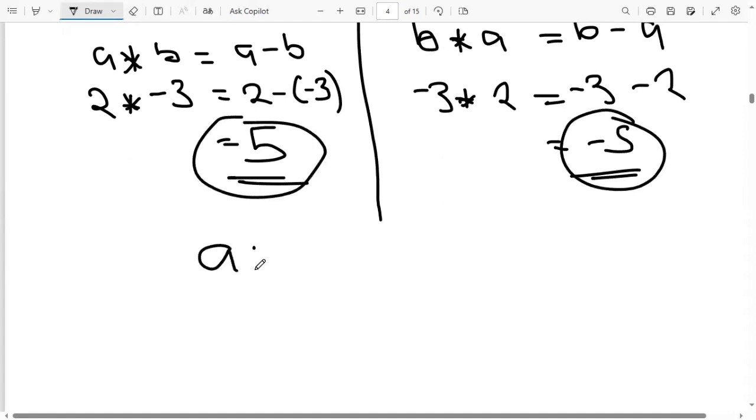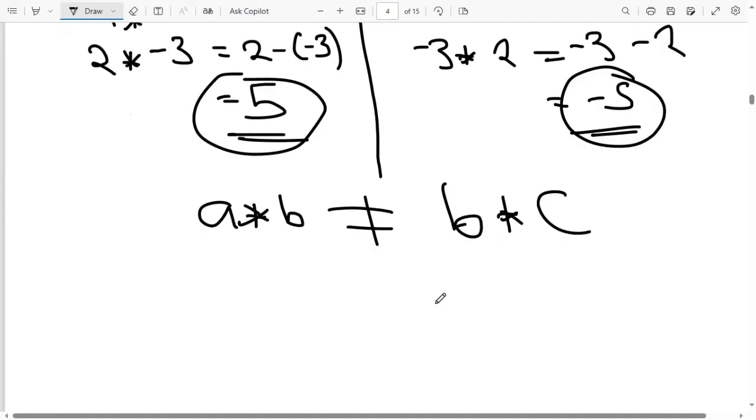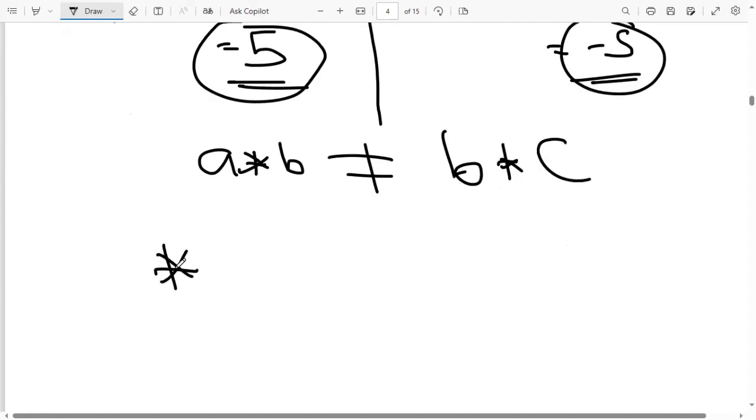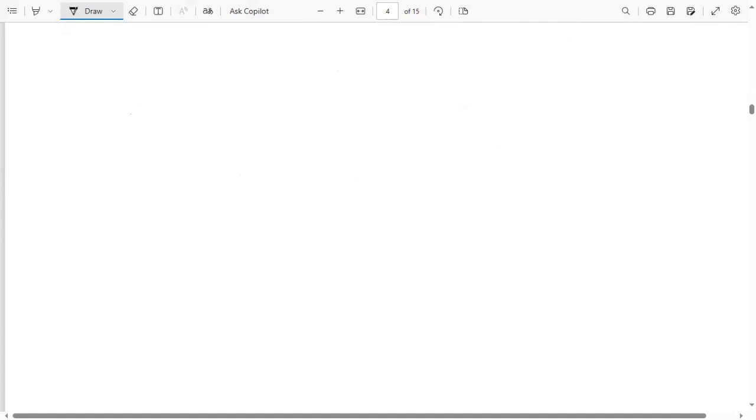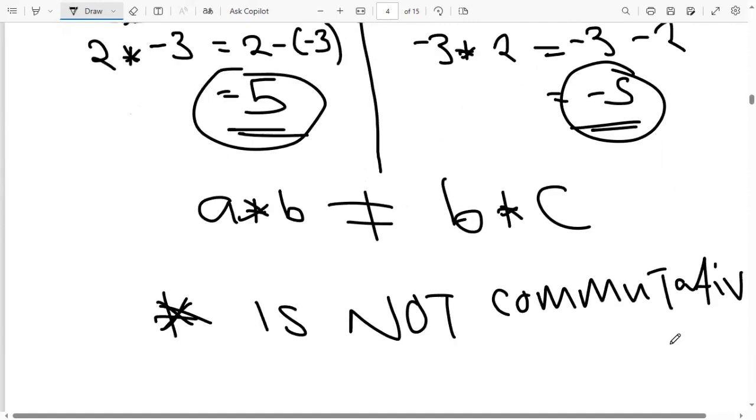So this means that A star B is not equal to B star A. What does this mean? It means that the binary operation star here is not commutative. Okay, that's how you show it.